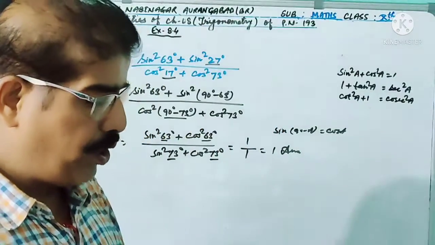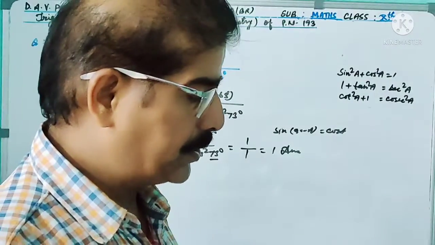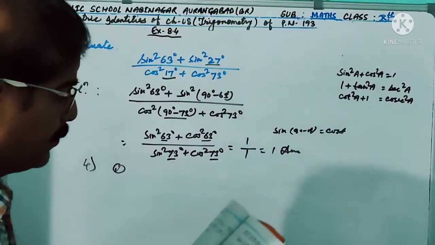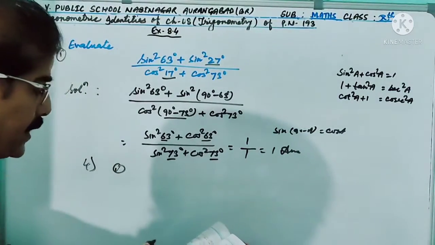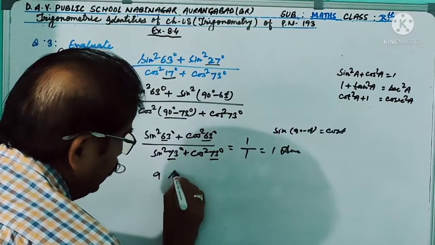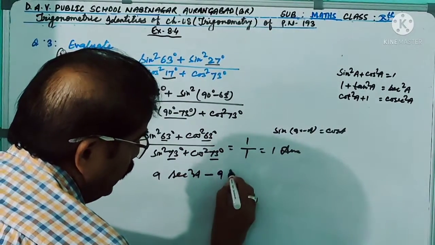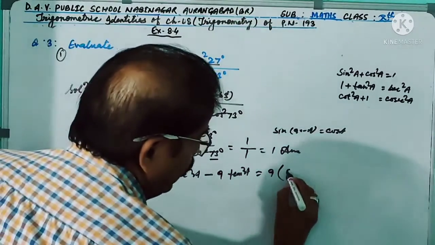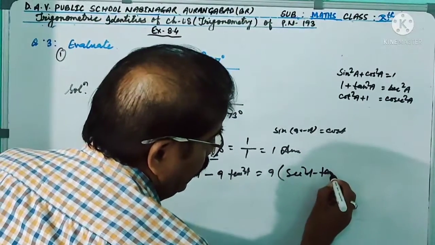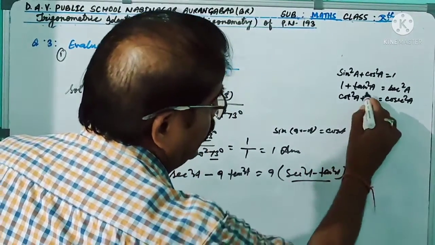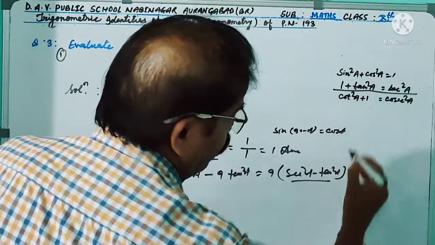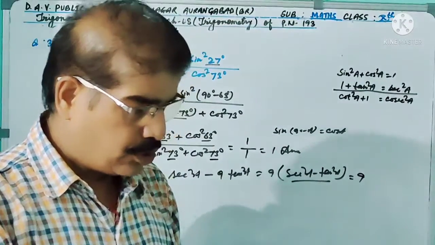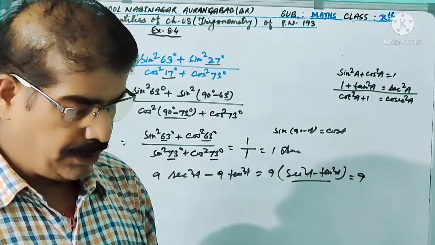And question 4: choose the correct answer and justify your answer. For question 4, first: 9 sec square A minus 9 tan square A. Since 9 is common, sec square A minus tan square A equal to, using this identity, 1. So 9 into 1 equal to 9. Your option is B. So questions 2, 3, 4 you solve in the same way.